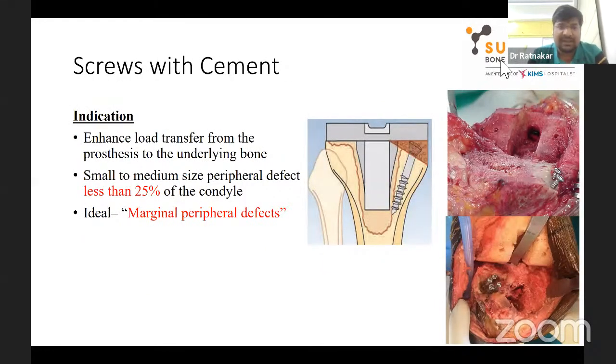Next is screws with the cement. So it is usually advised in conditions where you have a peripheral defect of less than 25% of the condylar area. That is ideally in a marginal peripheral defect. So these screws help in load transfer from the prosthesis to the underlying bone. You can see the picture where the defect is around 5 to 10 millimeters. The screws, you can use either 3.5 millimeter or 4.5 millimeter. In case of 3.5 millimeter, use a 2.7 drill bit. In case of 4.5, you use 3.2 millimeter. And see that your screw placement is away from the keel preparation. So sometimes you can prepare your keel, then under the vision, you can guide the direction of the screws.